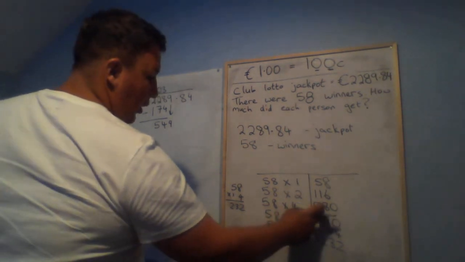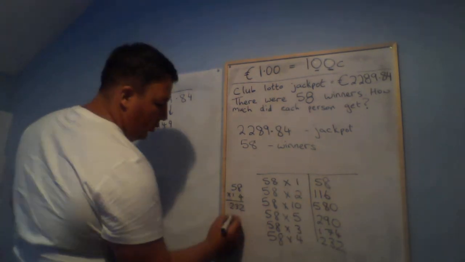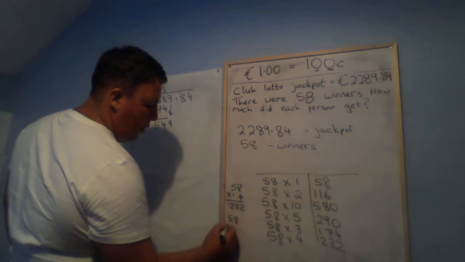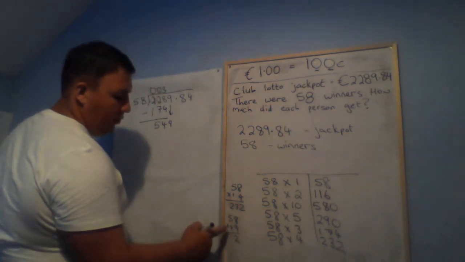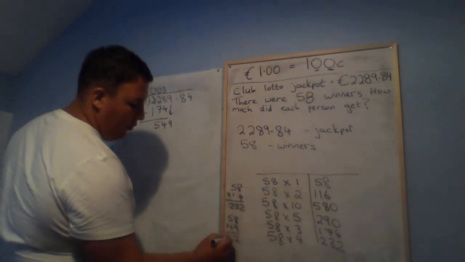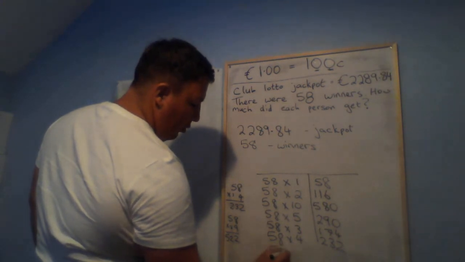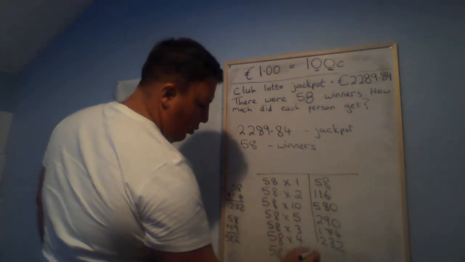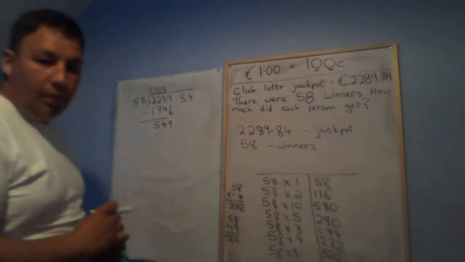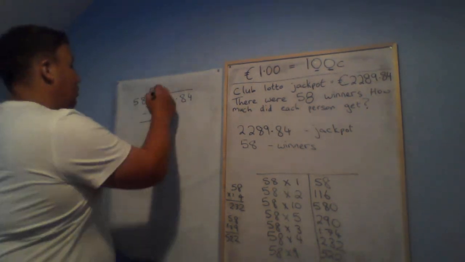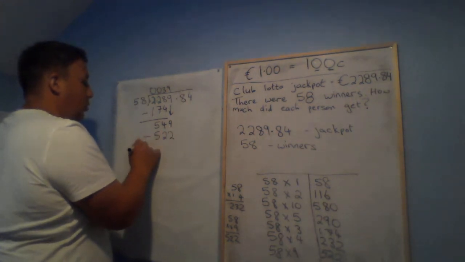I know 10 times would be 580, so I would think 9 times would be about right. So 58 multiplied by 9. 9 8s are 72. 9 5s are 45, plus 7 is 52. 522. Okay, and I'll put that down here. So 9 times 58 is 522. Take it away.